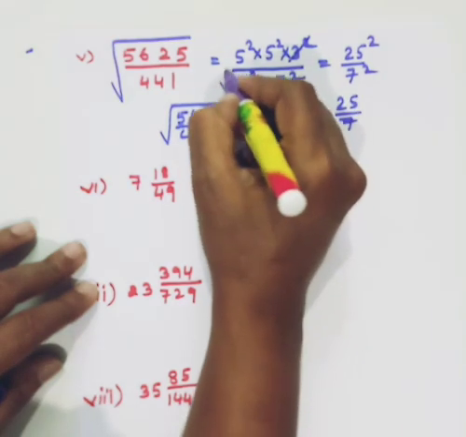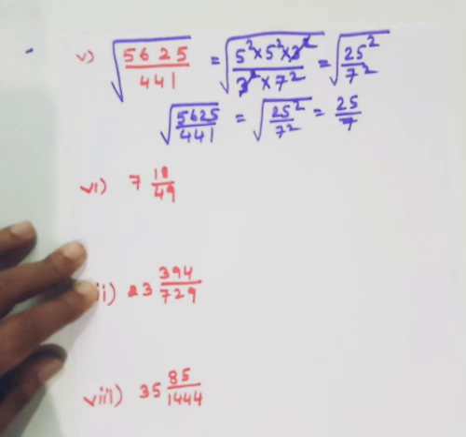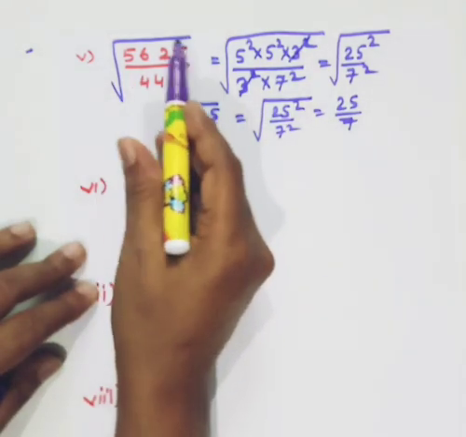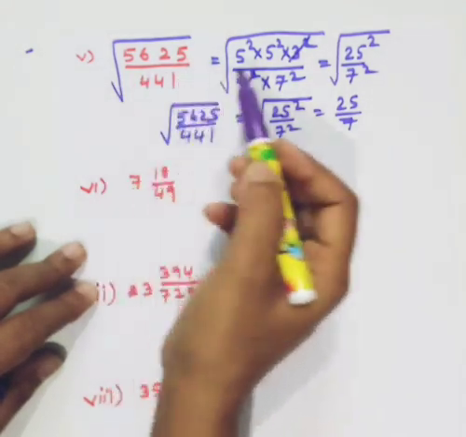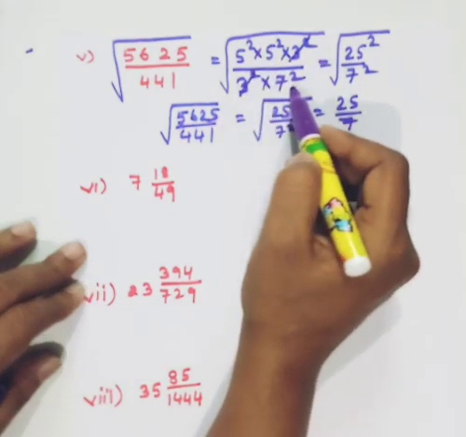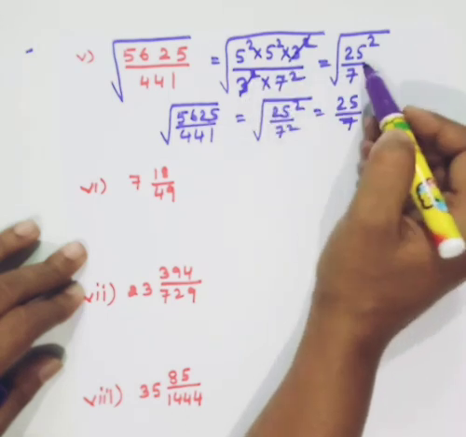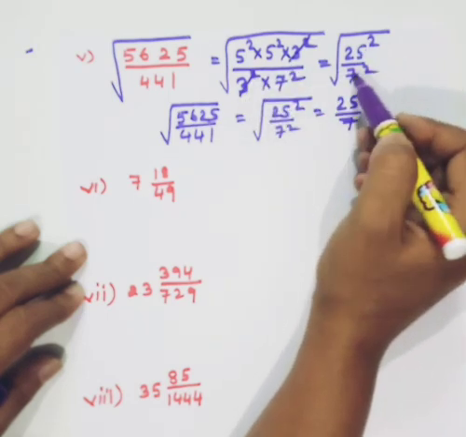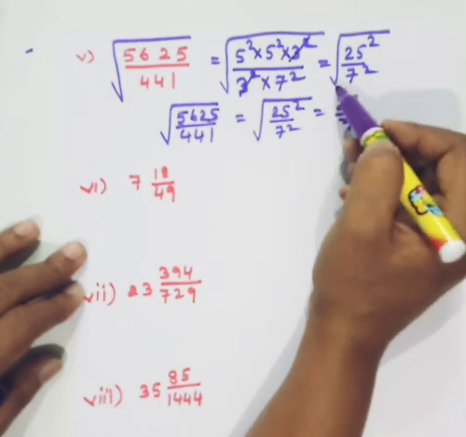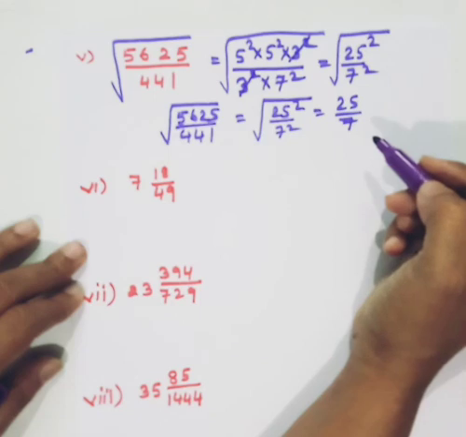Now see here, root of this fraction will be equal to root of its numerator by root of its denominator. That will be equal to, after cancelling 3 square, you will be left with 25 square by 7 square. So when it comes out of the root, it will become 25 by 7.